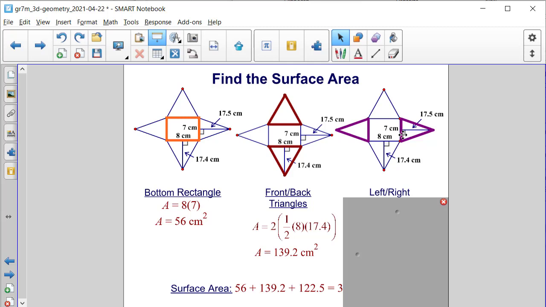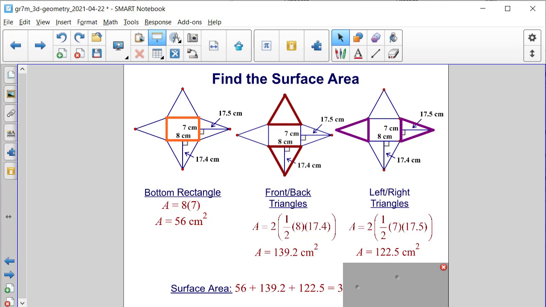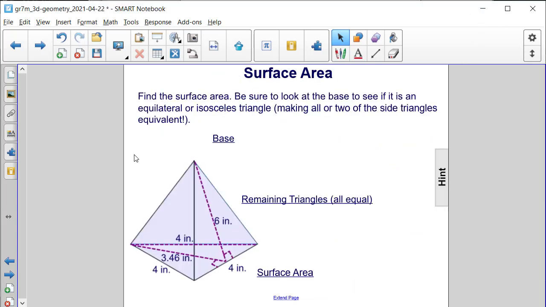And then for the left and right, we'll have 2 triangles again times 1/2. The base is 7, and the height of the triangle is 17.5 centimeters. So if we multiply these out, we will get 122.5 square centimeters. And then if we add up all of these area values, we find that the surface area is 317 7/10 square centimeters.